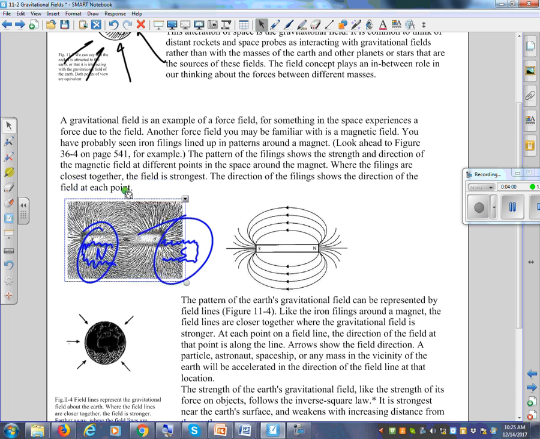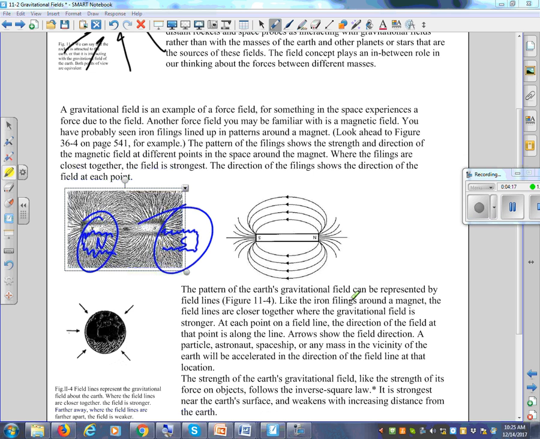Where the filings are closer together, the field is strongest. The direction of the filings shows the direction of the field at each point. Okay, so the pattern of the Earth's gravitational field can be represented by field lines, like I've shown you already. Like the iron filings around a magnet, the field lines are closer together where the gravitational field is stronger. That's important. Field lines are closer together where the gravitational field is stronger. At each point on a field line, the direction of the field at that point is along the line. Arrows show the field direction.